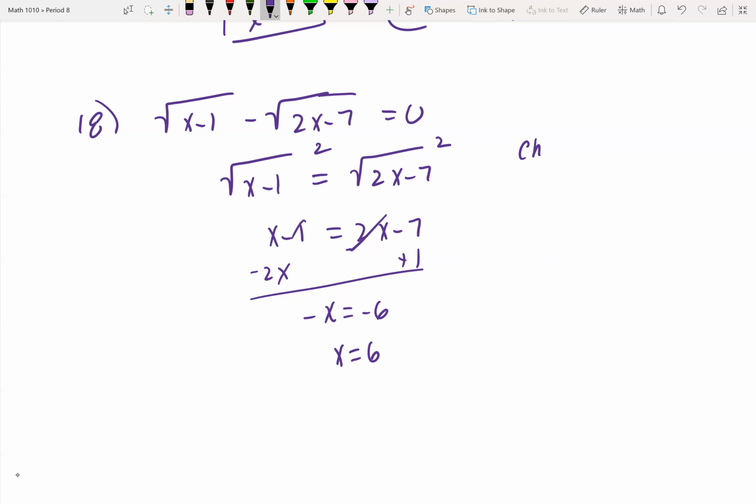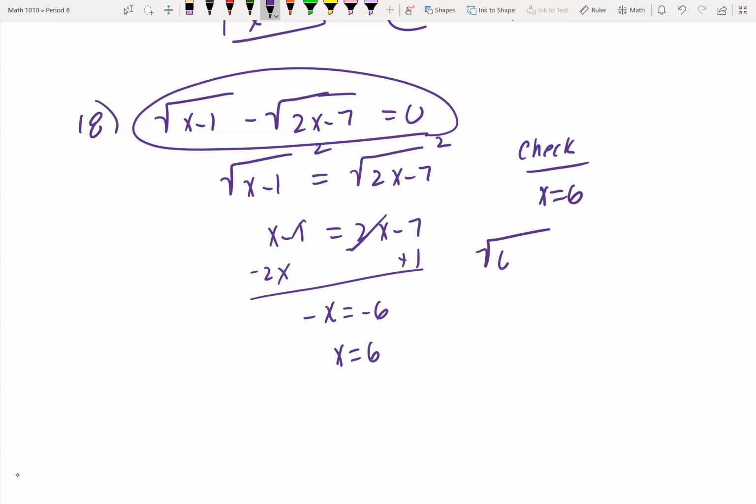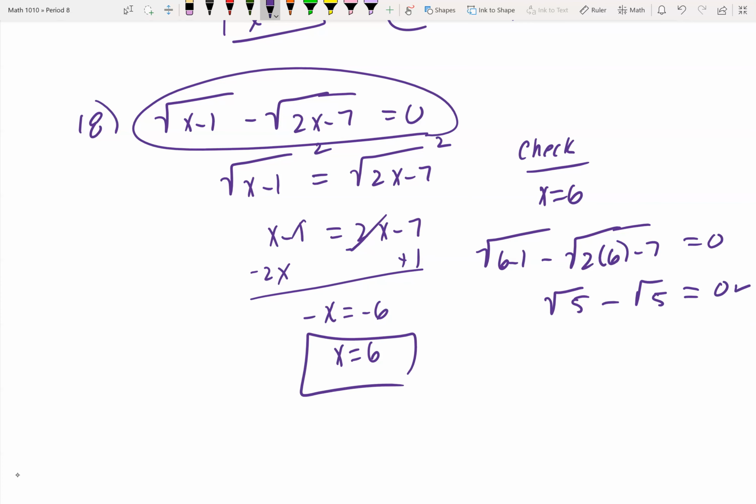Since I even powered both sides, I have to check. So I'm going to go x equals 6, and I'm going to put it right there. So it's the square root of 6 minus 1 minus the square root of 2 times 6 minus 7 is equal to 0. That's the square root of 5, minus 6 times 2 is 12, minus 5 is 7. So is the square root of 5 minus the square root of 5 zero? Yes. So my answer checks out.